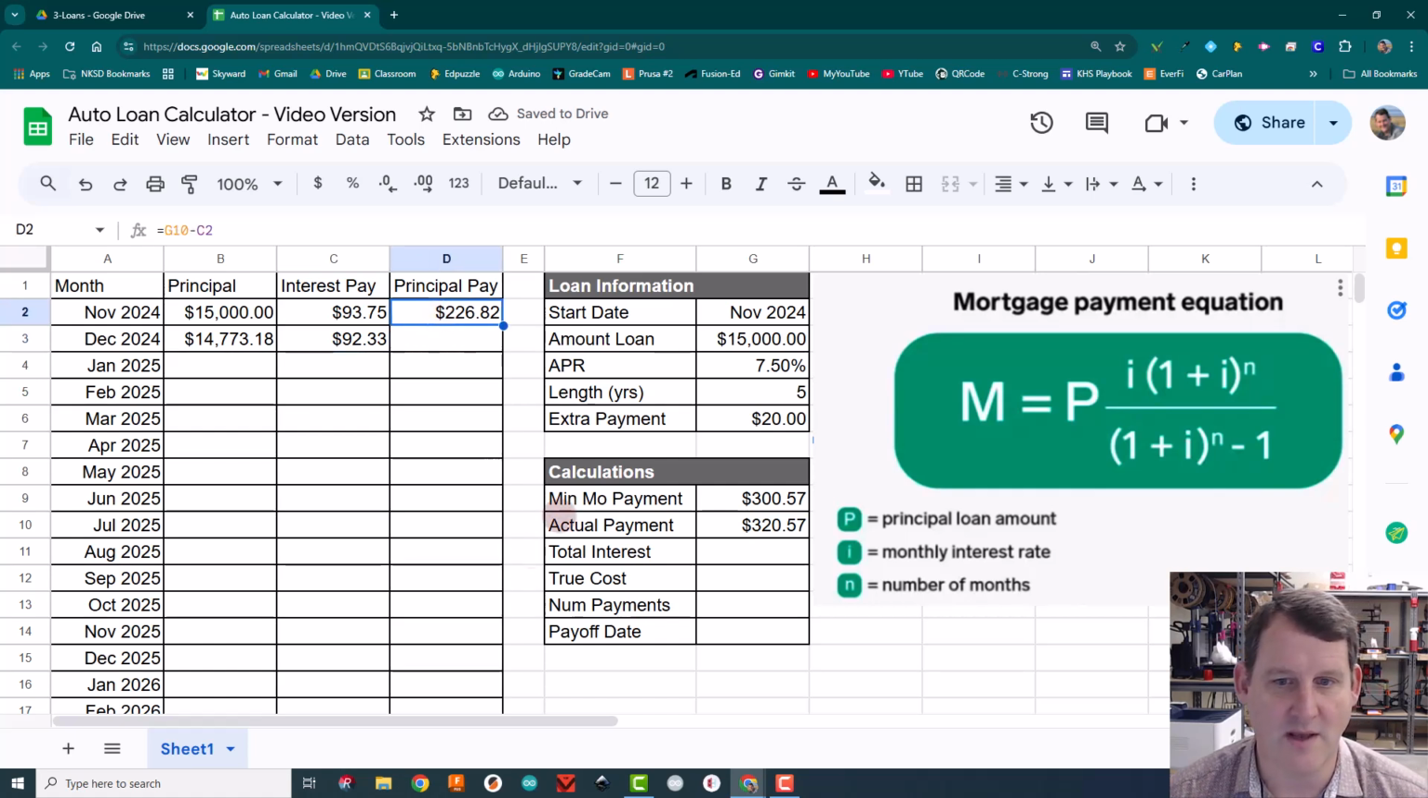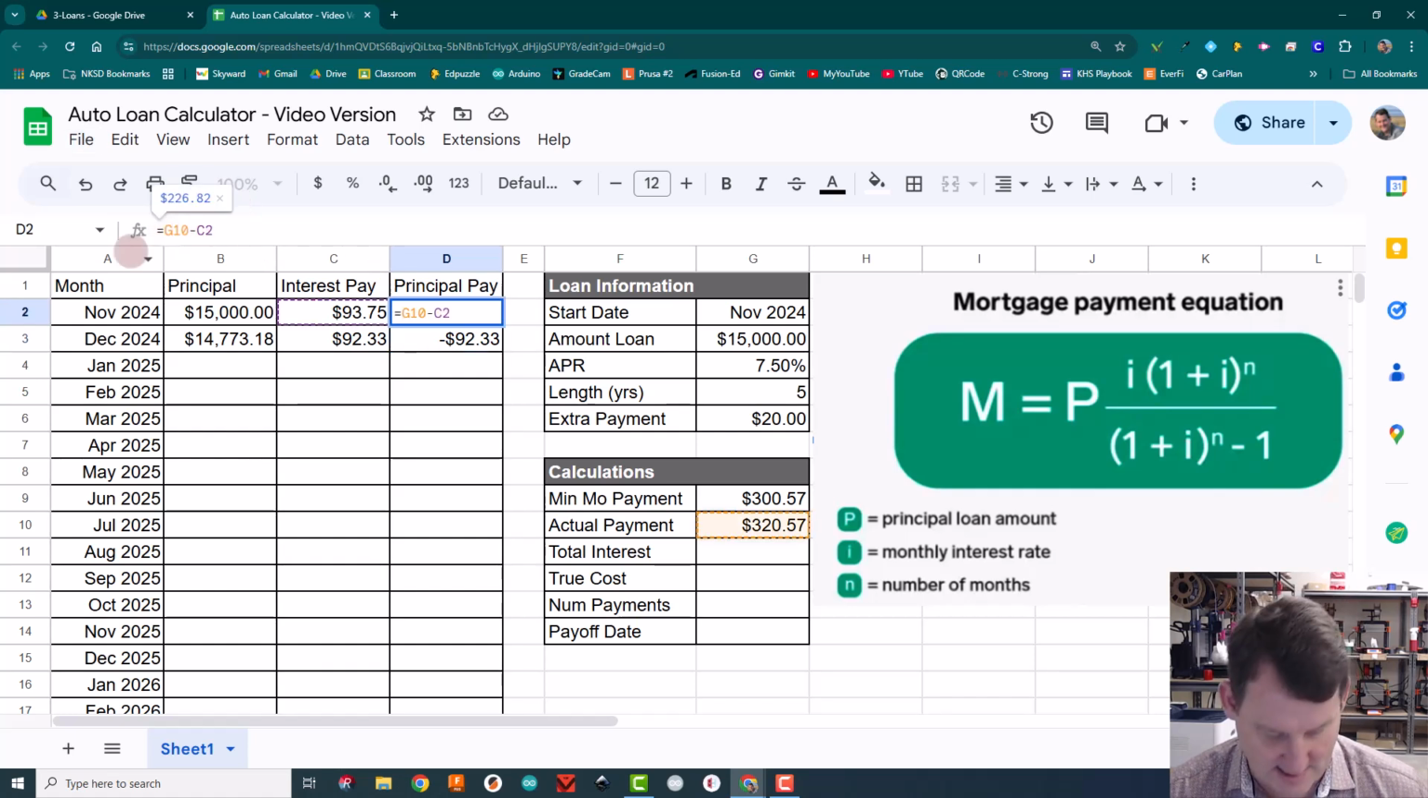All right, over here, I'm going to pull down this one and see if it works. And again, negative 92.33, that doesn't make a lot of sense. Let's take a look. Oh, it's the same thing. So I think my G11 needed to be G10. Yep, so I want G10, not G11. So I'm going to come back up here to the first one and then freeze that 10.